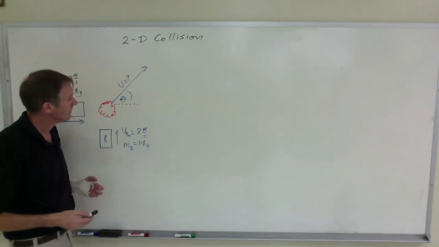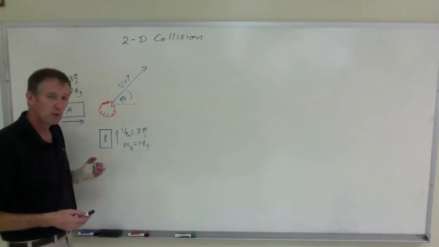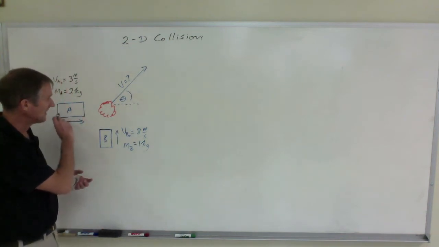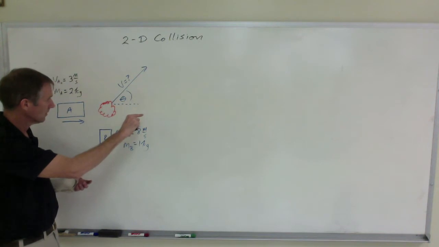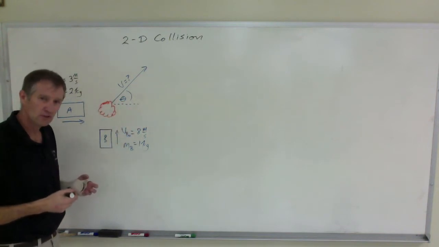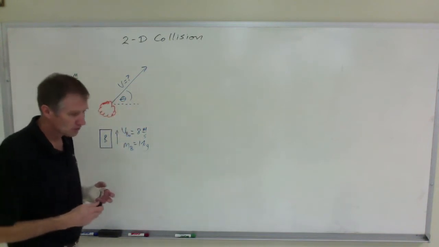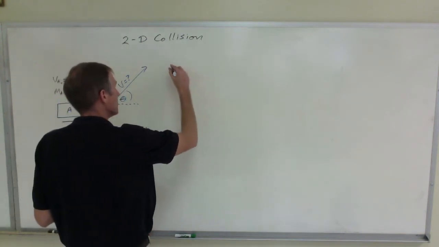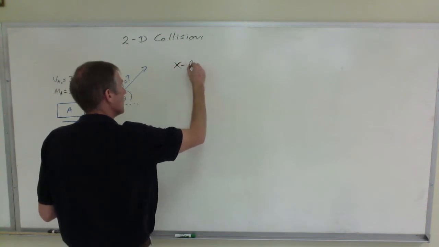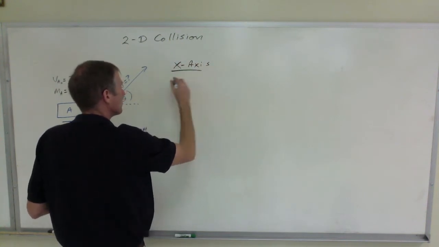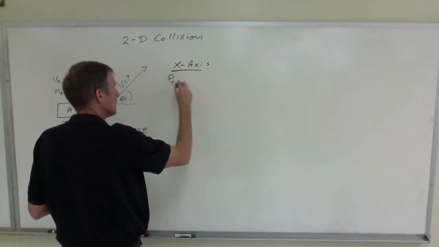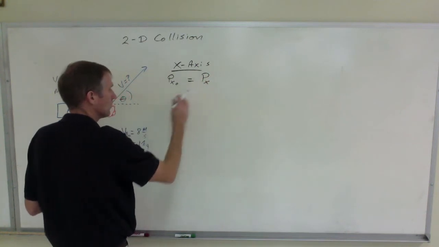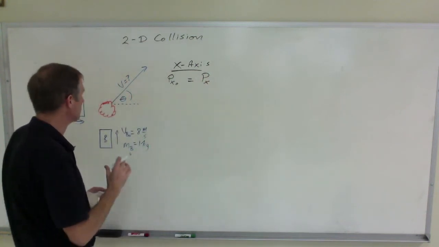Well, this is perfectly inelastic, as I said. Momentum is conserved in the x-axis, and momentum is conserved in the y-axis, before and after the collision. So to solve this, we have to look in the x and the y-axis. First the x-axis, before the collision and after the collision. Momentum is conserved. Well, what is the momentum in the x-axis?